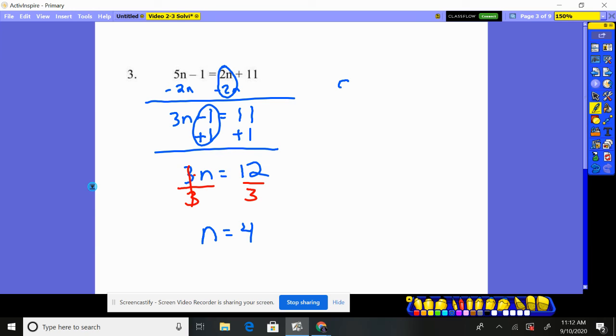I can plug it in. Does 5 times 4 minus 1 equal 2 times 4 plus 11? 20 minus 1, 19. 8 plus 11, 19. It checks. We're correct. There's problems 1 through 3 for you.